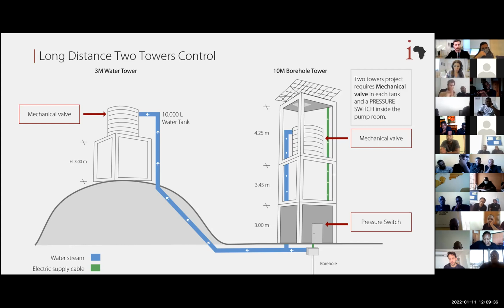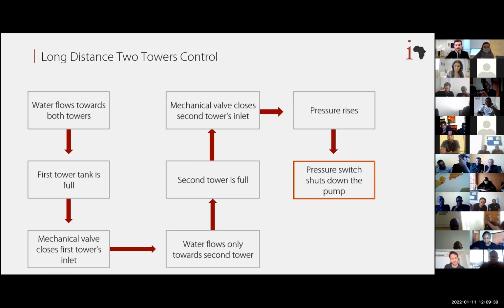Okay, this is the most basic diagram. The first thing, we have water flowing towards both of the towers. And obviously the first tower tank is going to be full first. So the mechanical valve closes the first tower inlet. Now all the water is going towards the second tower because the first tower pipe is closed. And the moment it's full, the mechanical valve in the second tower also closes the second tower inlet. And now I have two tower tanks, both of the pipes are closed.